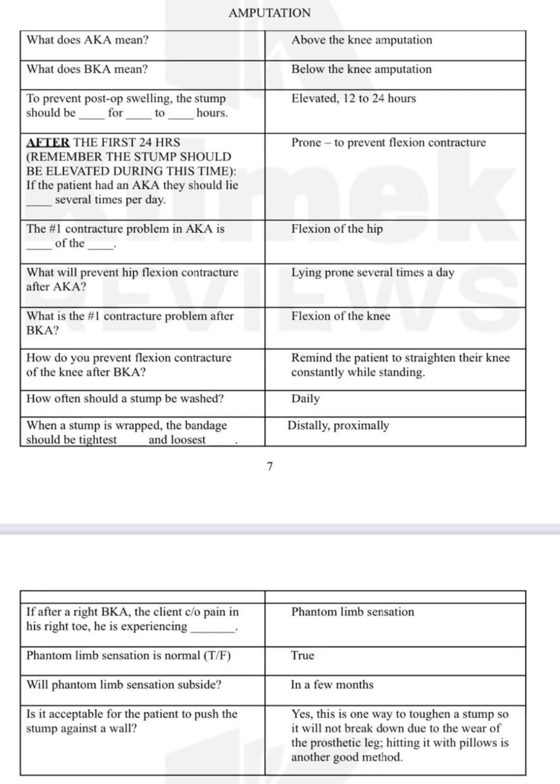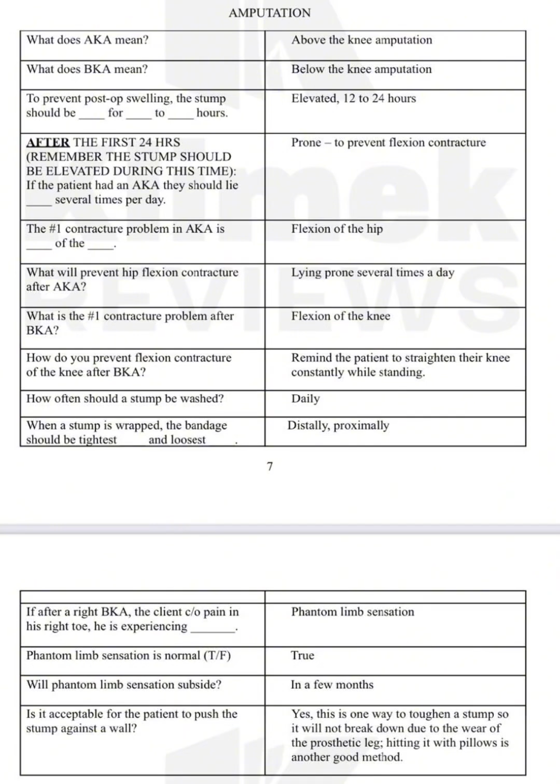6. What will prevent hip flexion contracture after AKA? Answer: lying prone several times a day. Rationale: encouraging patients to lie on their stomach helps keep the hip muscles from tightening. Doing this regularly maintains joint flexibility and supports better recovery.